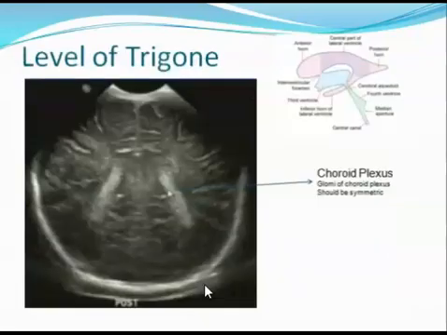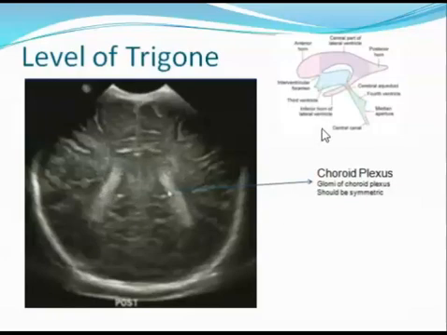Now angling further posteriorly, at the level of the trigones, which is also called the atria of the lateral ventricle, you will see this choroid plexus, which fills the lateral ventricles. This is the view at the level of the trigone.